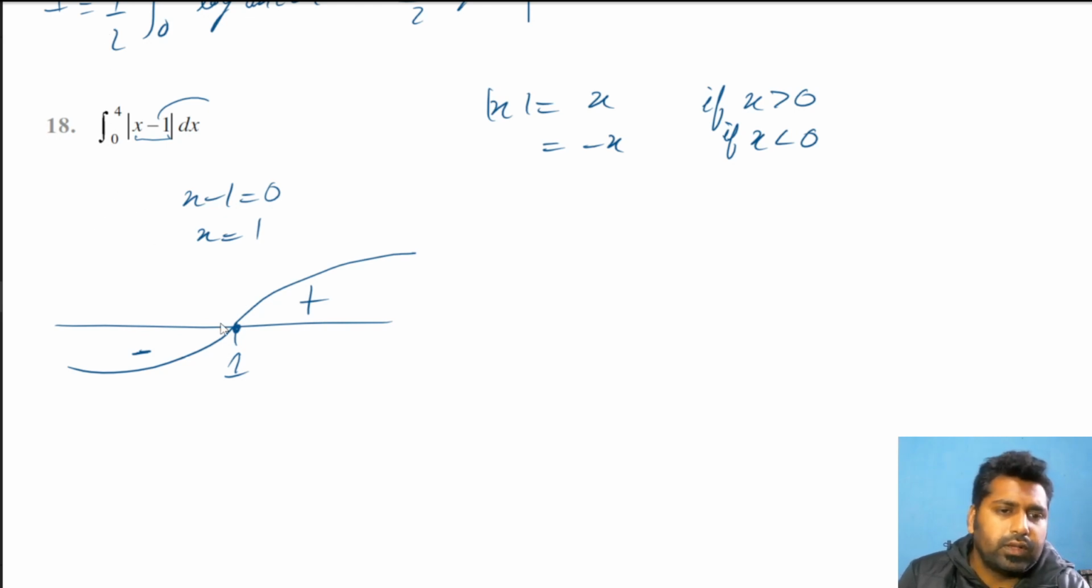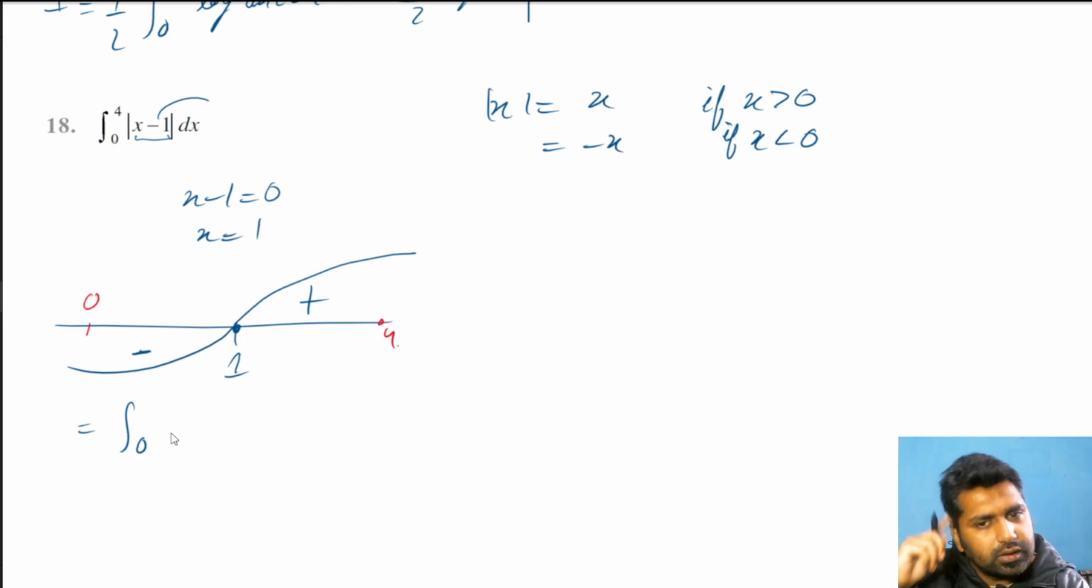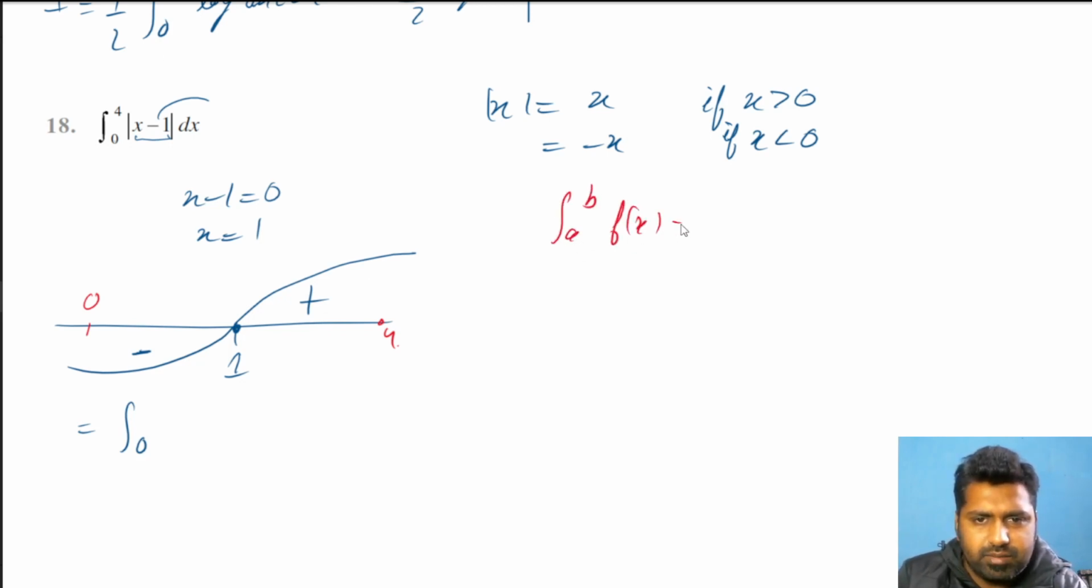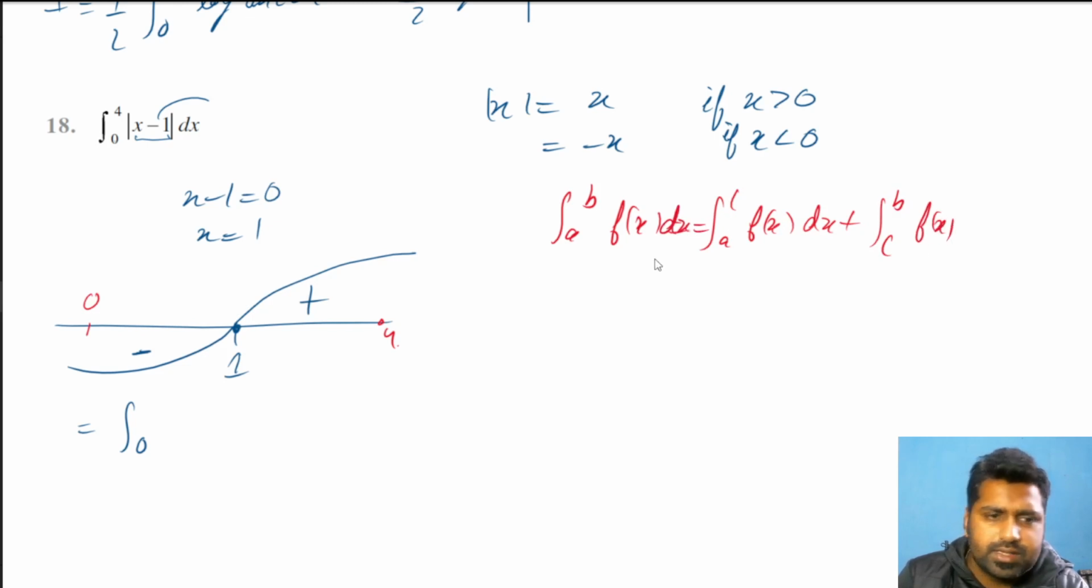Now, the point is we are integrating from 0, let's say is here, 4 is here. So this mod from 0 to 4 is behaving negative as well as positive. So what we'll do is we'll break this integration of 0 to 4 in two parts. Remember one property I told you that integration a to b f(x) dx can be integration a to c f(x) dx plus integration c to b f(x) dx. You can break down the integration in two parts. Same thing I'm going to do.